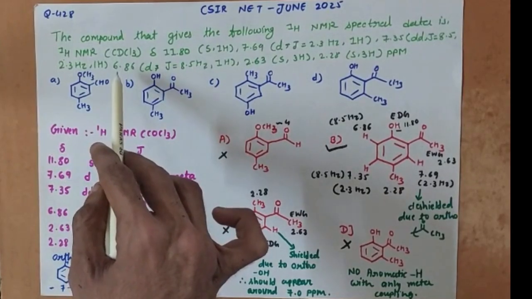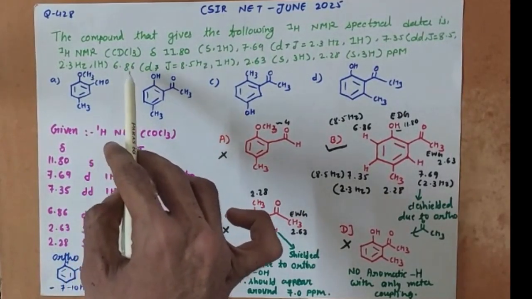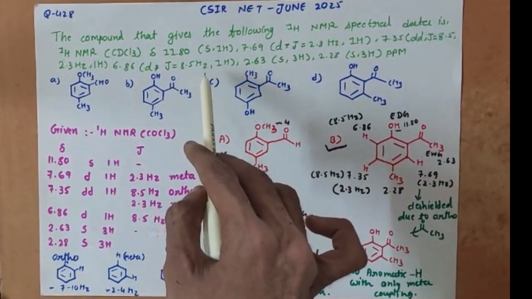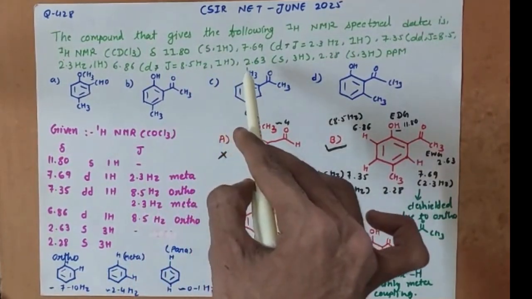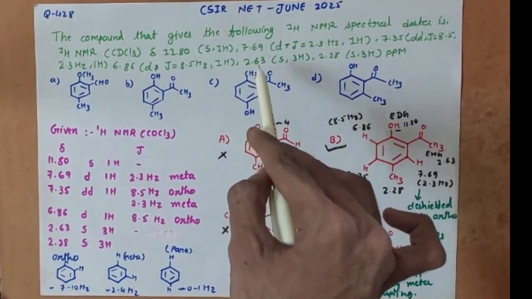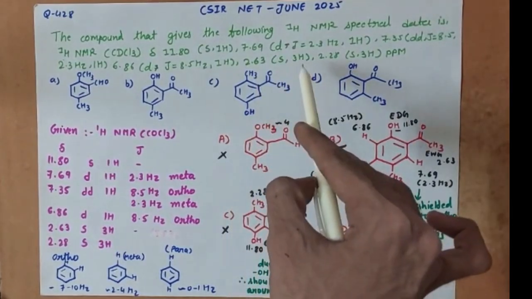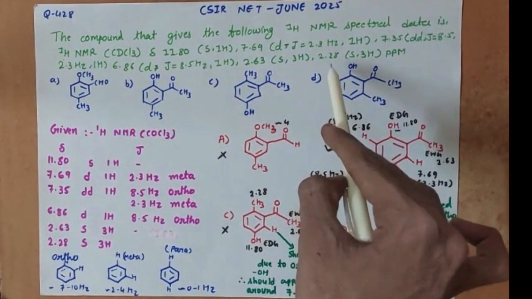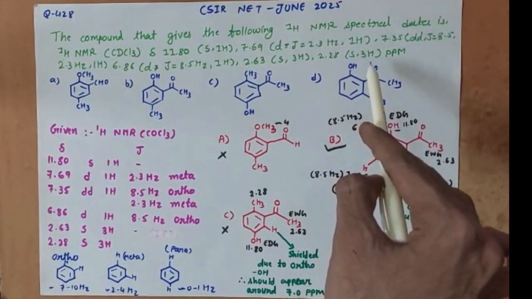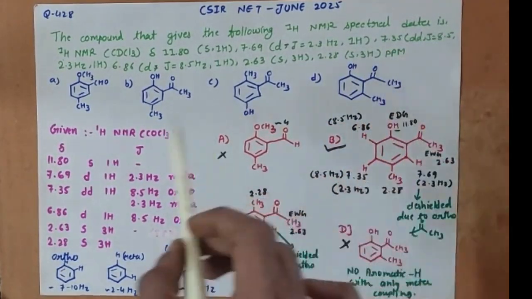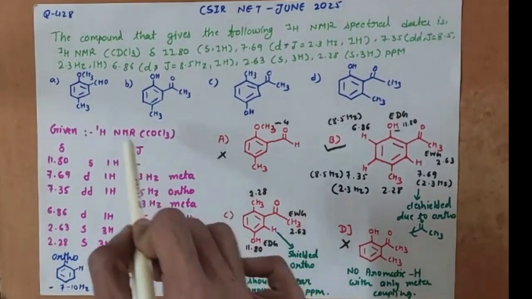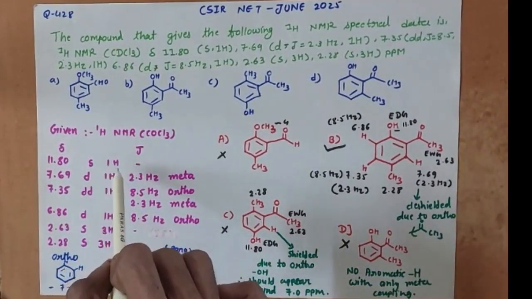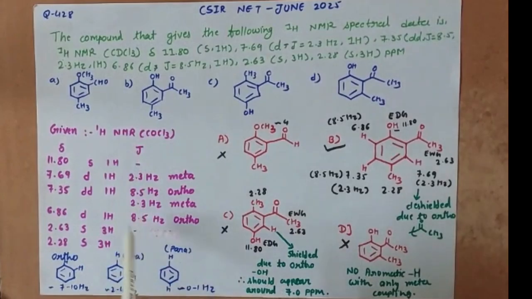Another delta ppm value is 6.86, a doublet, J value is 8.5 Hz, for 1H. Another value is 2.63 singlet, for 3 hydrogens, and the last value is 2.28 singlet, for 3 hydrogens. Now according to the 1H NMR data, 11.8 singlet is for OH, 1H.